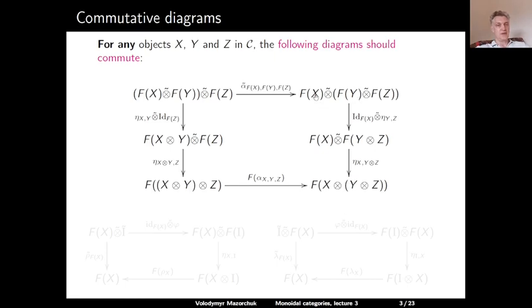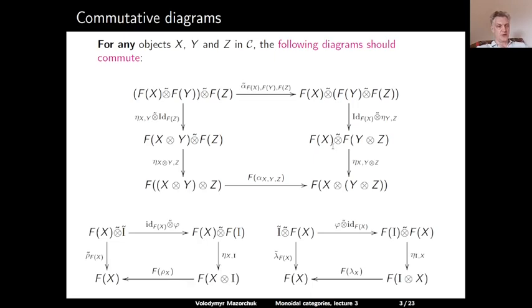We already went to F(x) tensored with F(y) tensor F(z). Now we apply the identity on the first factor and eta on the second and the third, and we end up in the tensor product of F(x) with F(y tensor z). And here we can apply eta for x and y tensor z, and we also end up in F of x tensored with y tensor z. So this diagram should commute. So this is the diagram for the associators.